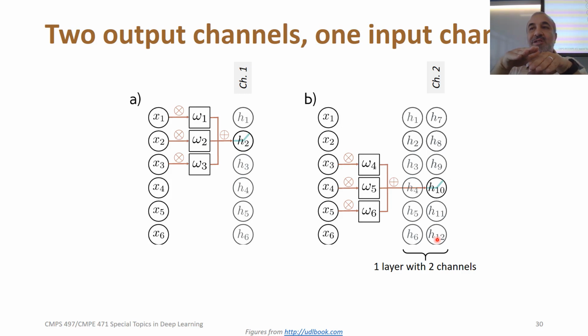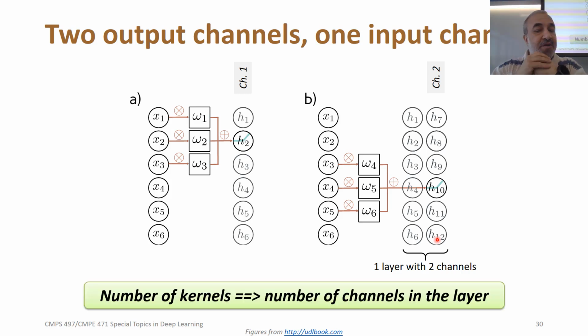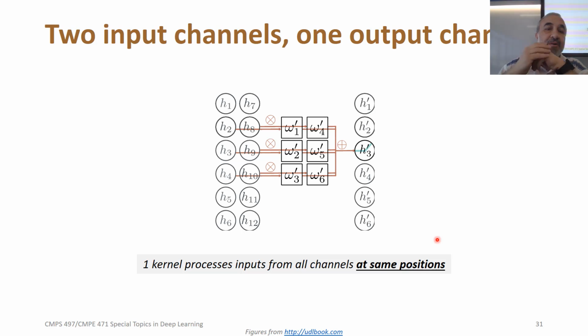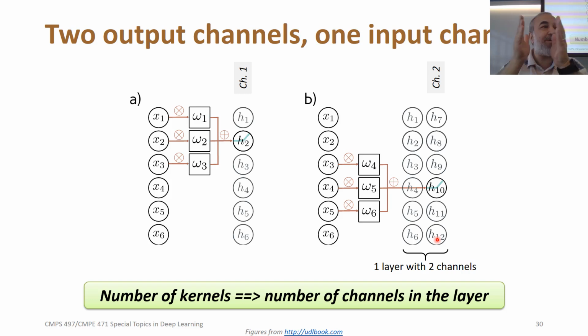What I always see is that the kernel structure is the same across different channels. Question? Okay. So again, the number of kernels is the number of channels in the layer. This is to create different output channels. Can we have multiple input channels? Yes. Because remember, it's a neural network, right?